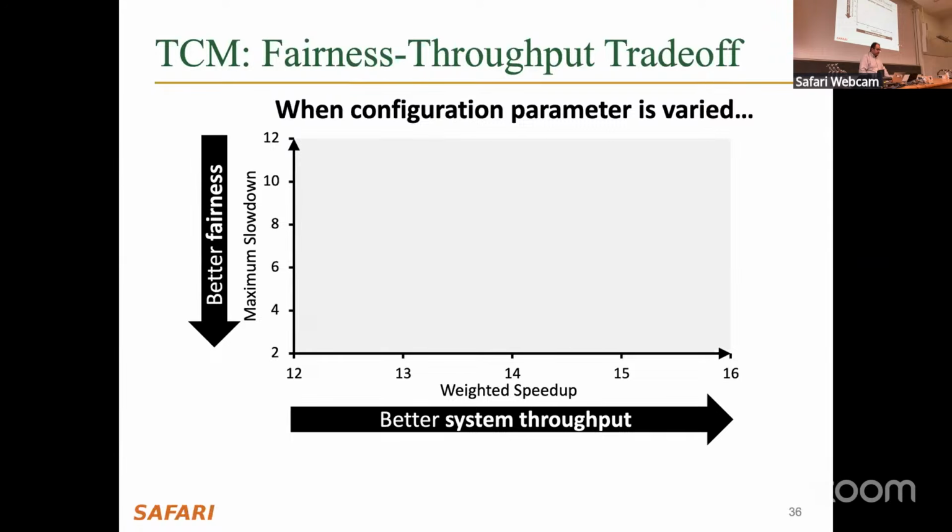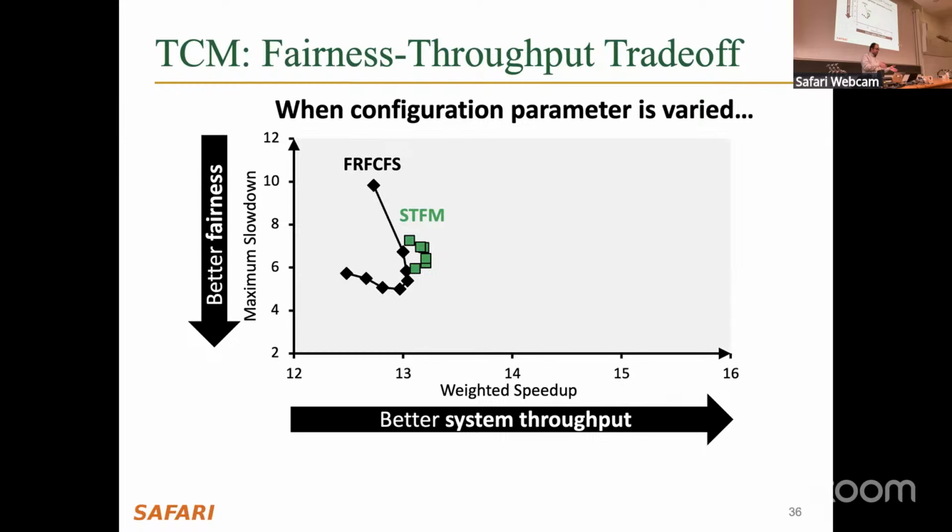Another interesting analysis in this paper is that we change the configuration parameter in this technique and show the trade-off between fairness and throughput. So in FR-FCFS, for example, AMD has a technique, FR-FCFS cap. You can change how many times you can reorder a request over other requests in the queue in order to maximize the row buffer locality, essentially.